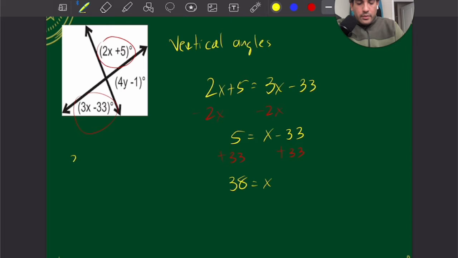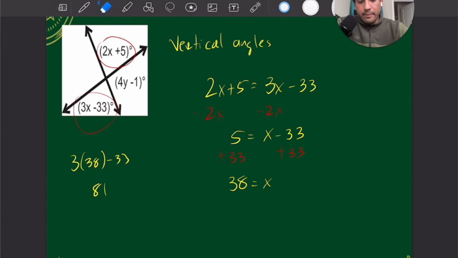Let's go ahead and do 3 times 38 minus 33. I'm just going to use my calculator for that. Honestly, I'm not that smart at math, I just kind of know the process. All right, that is 81 for that angle. So I'm just going to go ahead and put the 81 here.